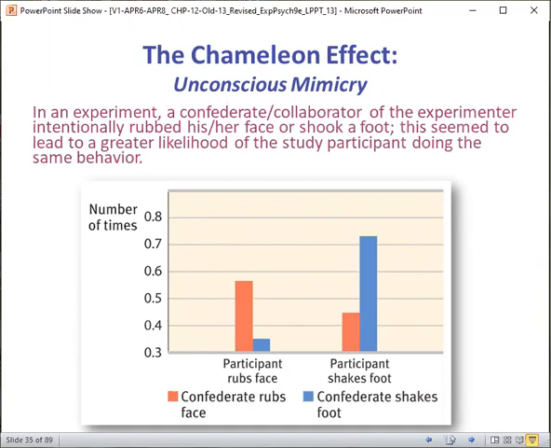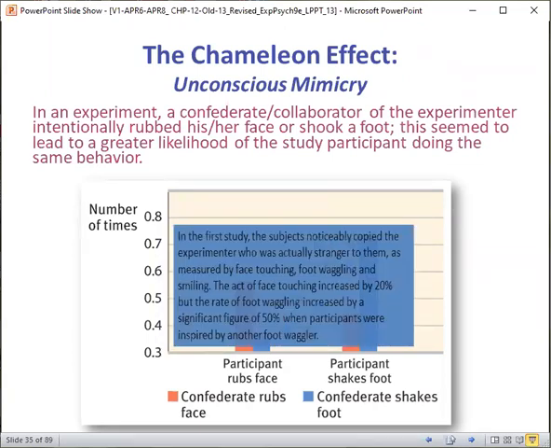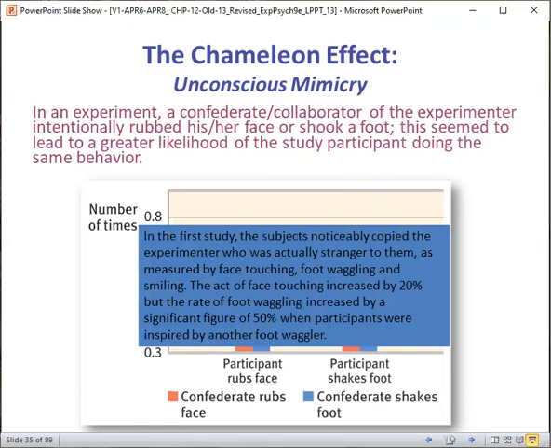Now, in this classic study, let me just give you the rundown of what we see here. Subjects noticeably copied the experimenter, who was actually a stranger to them, as measured by face touching and foot wagging. The key thing I wanted to highlight here is that the act of face touching increased 20%, but the rate of foot wagging or foot shaking increased by 50% when participants were inspired by another foot wagger or foot shaker. So the idea here is that if a confederate shakes their foot, it can entice you to do the same thing. So we do have that tendency.